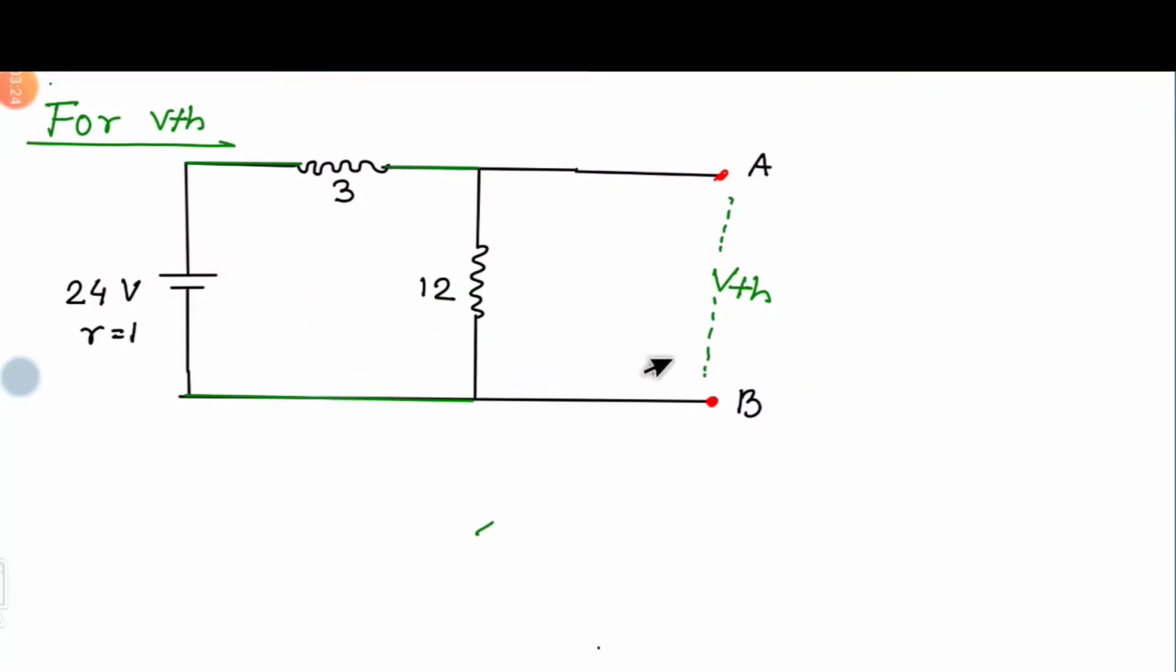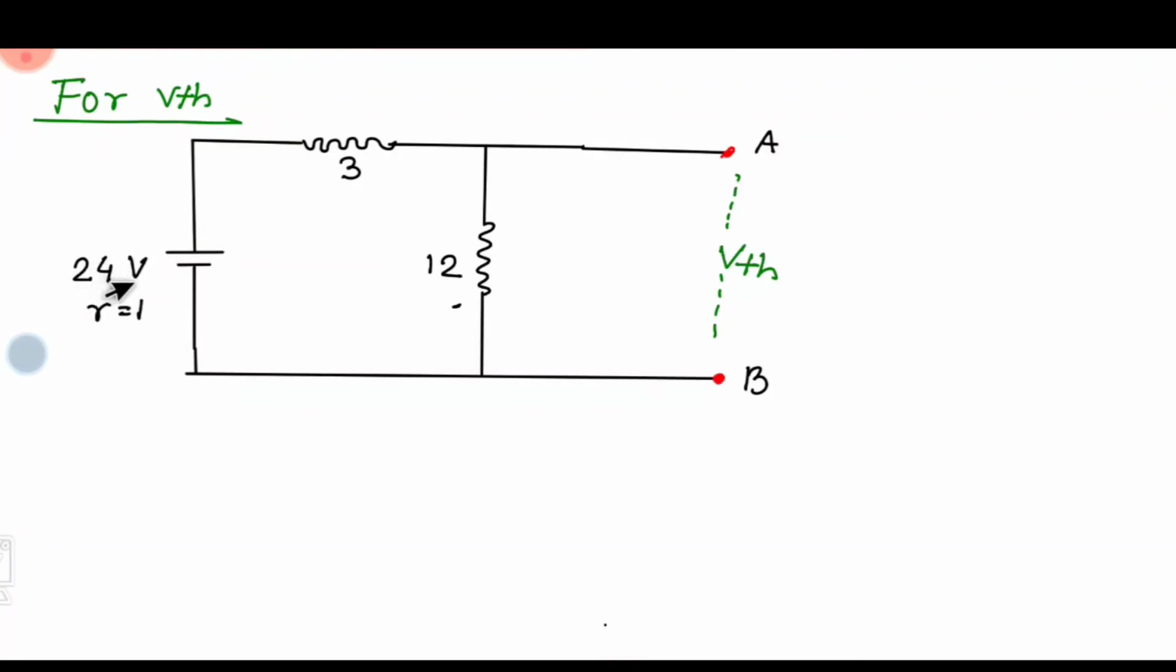Now for VTH, look, in this circuit this 12 ohm resistance is directly connected with these two terminals, so we can simply say that the voltage across this 12 ohm resistance is the open circuit voltage across these two terminals. So if we find the voltage across this 12 ohm resistance, then this voltage would be the terminal voltage across AB, that means the VTH. Look, this is the voltage source having internal resistance 1 ohm, and 3 ohm resistance is connected in series, and also this 12 ohm resistance is connected in series. In this case, we will not consider this A and B terminal. We can neglect this A and B terminal and calculate the voltage.